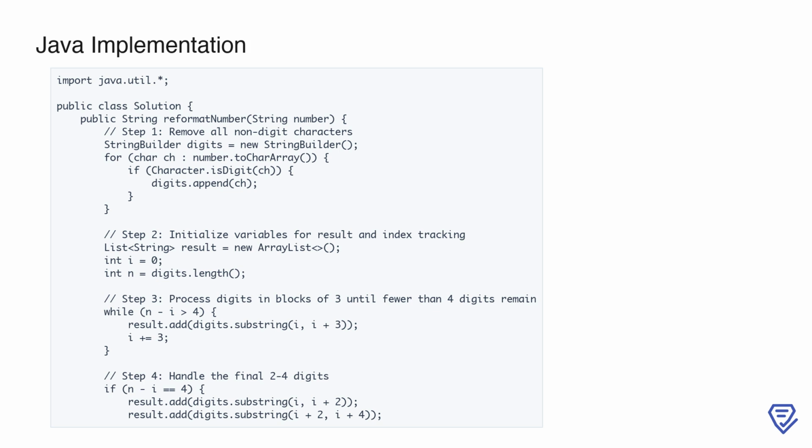Next, we process the digits in blocks of 3 as long as there are more than 4 digits remaining. For each block, we use the substring method to extract 3 digits at a time, add this block to the result list, and then increment our index by 3 to move to the next block. This ensures that we handle the first part of the formatting logic efficiently.